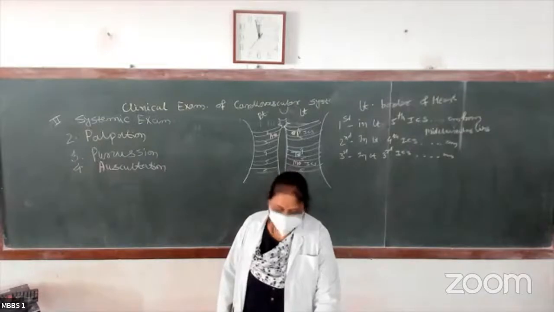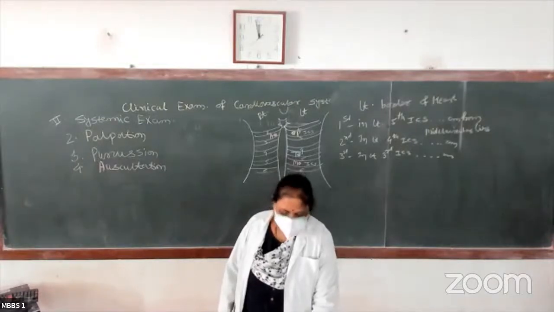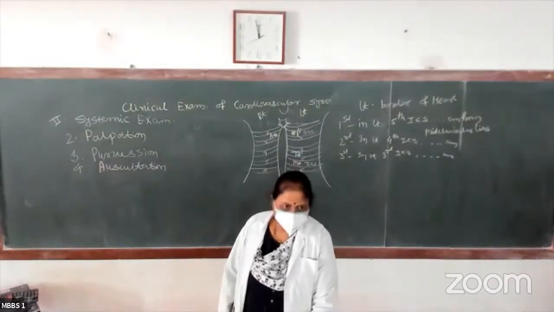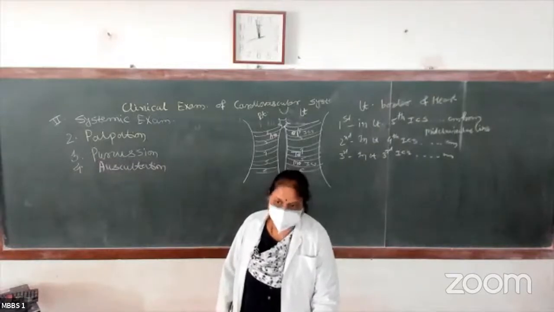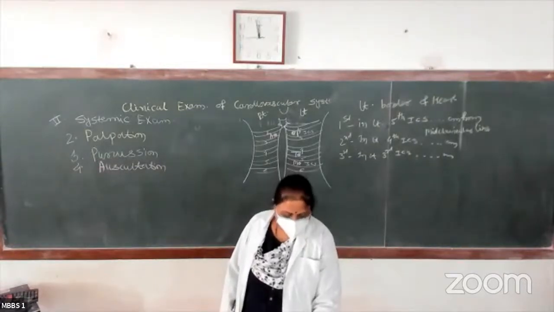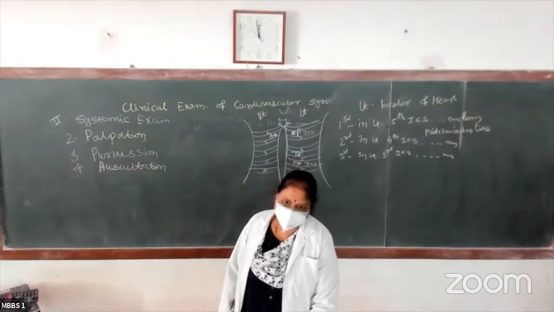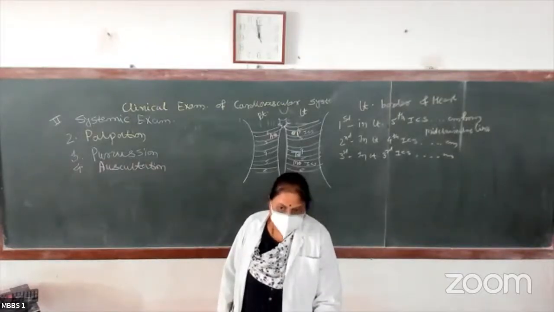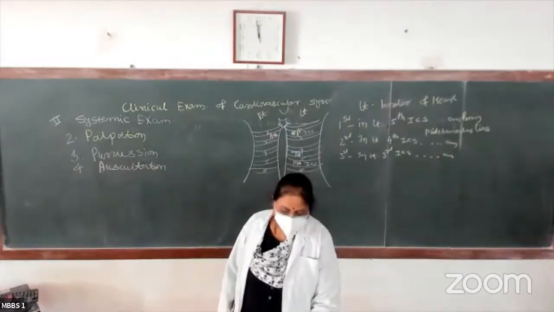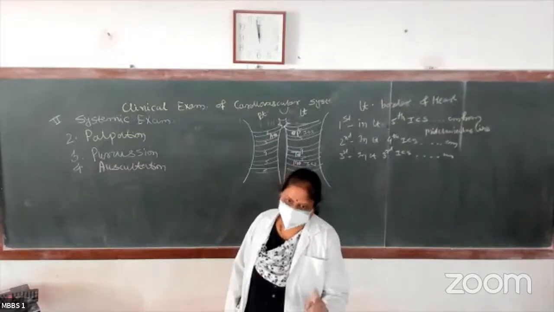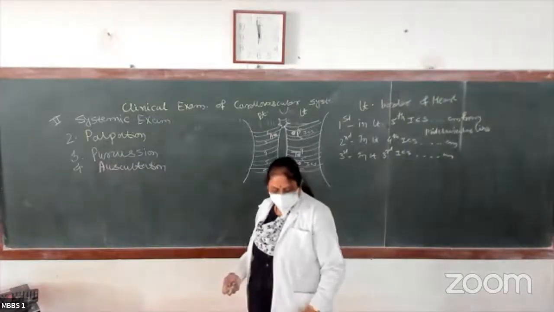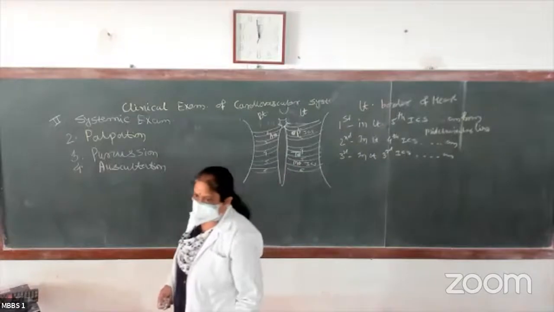Auscultation. Mitral: first heart sound, best heard, second heart sound. What to write? For the first, best heard. Tricuspid, best heard. Aortic, first heart sound, heard, second, best heard. Pulmonary, first heart sound, heard, second heart sound, best heard. Here we finish the cardiovascular system exam.